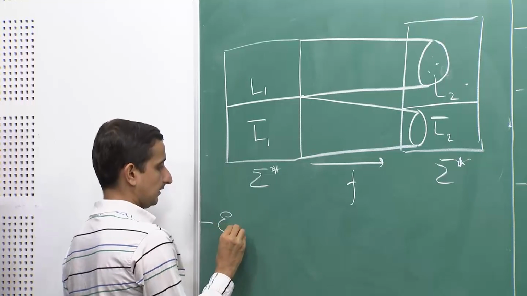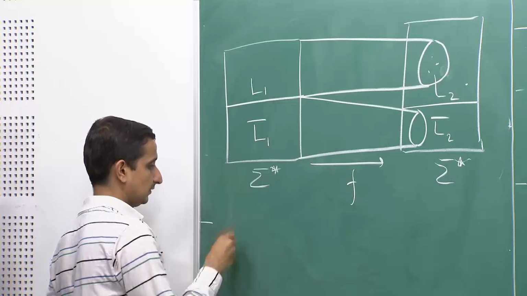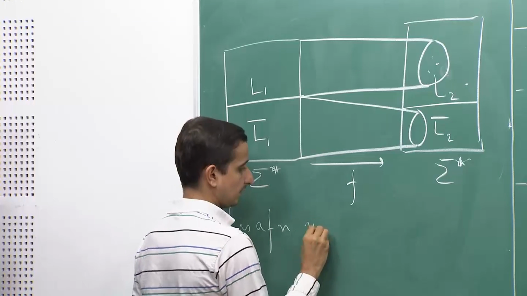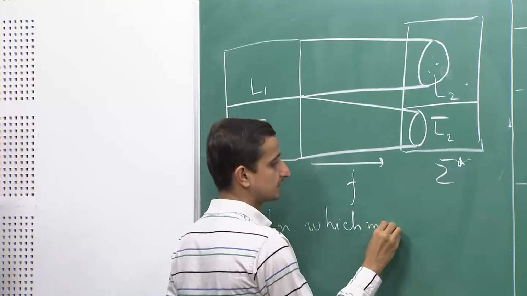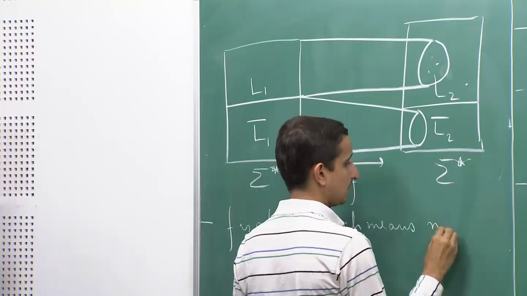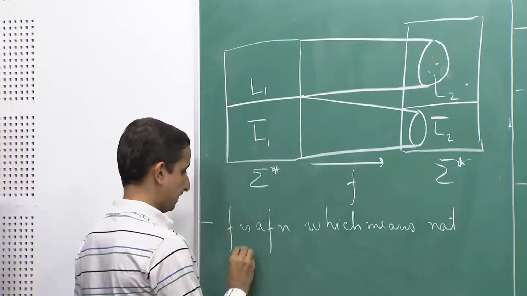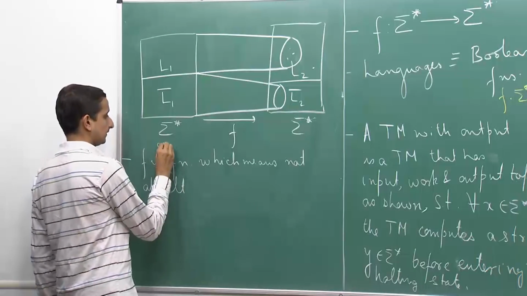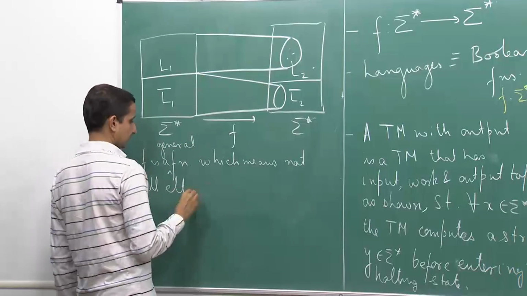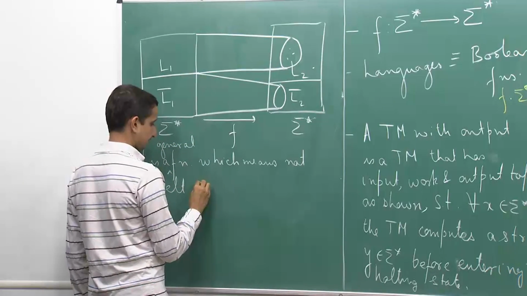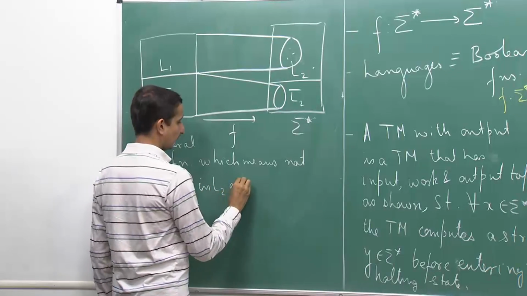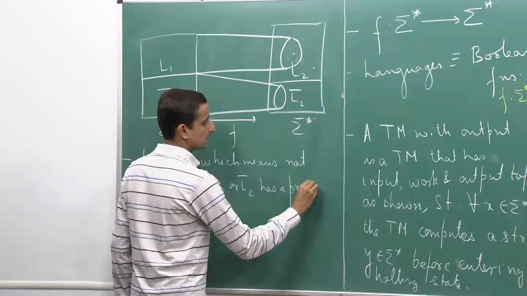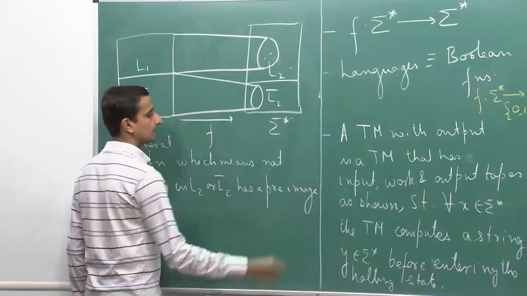So, f is a function, a general function I should say, which means not all elements in L2 or L2 complement have a pre-image.